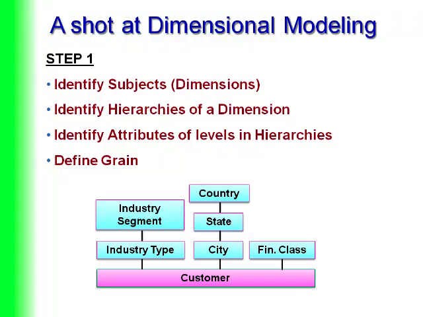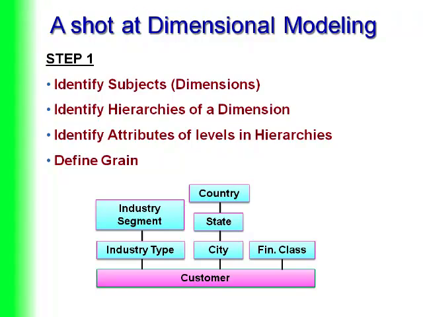In a more elaborate way, we'll discuss how to model the dimension table. I repeat, how to design a dimensional model. First step, identify the subjects, that means dimensions. Identify the hierarchies of a dimension. Identify attributes of levels in hierarchies, and define grain.